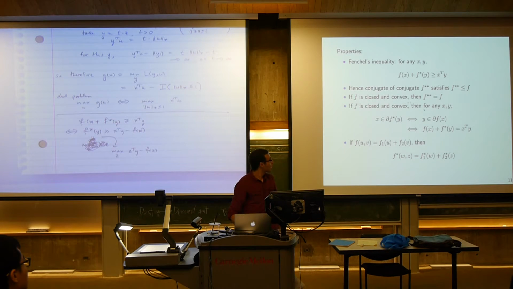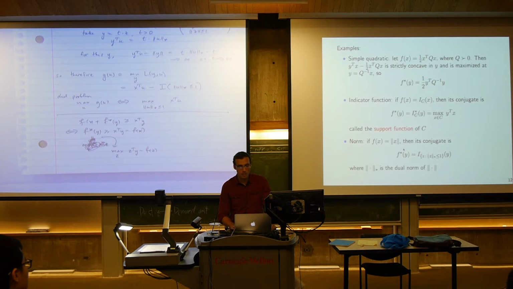Okay, so that one we'll hold off on describing why it's true, because I think it's on your homework. And then this last property just shows you that conjugates are additive if you have functions over blocks of variables. So, if I wanted to derive the conjugate of this function, then it's just the conjugate of f1 plus the conjugate of f2. So let's go through some examples.